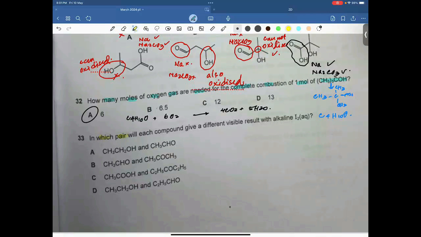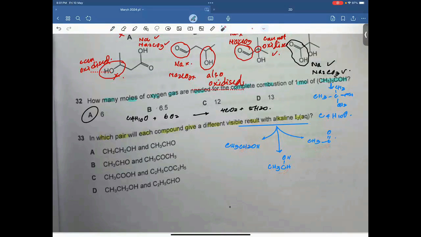Next, in which pair will each compound give a different visible test with alkaline aqueous iodine? With alkaline aqueous iodine we should have three different options. The first one is ethanol, because ethanol gives a positive test of iodoform. Second, if it is a secondary alcohol, then a CH3CHOH group should be present in the molecule. If it is an aldehyde or ketone, obviously a CH3CO group should be present. All right, let me check which scenario exists in the options.